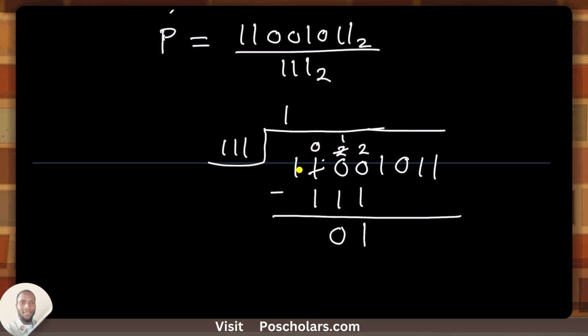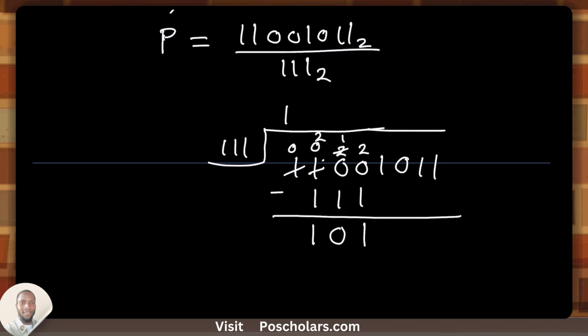So you have to borrow 1 from this. When you borrow 1 from this, you are left with 0. That 1 you borrow from this takes the value of 2, add it to this, which becomes what? 2. Then you can now subtract by saying 2 minus 1 gives 1, right? So write 1. Next, you divide again. How many 111 can you find in 101? It's not possible. Since it's not possible, you bring down this 1, right?